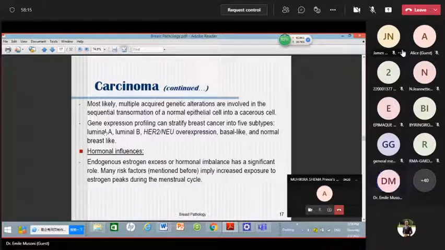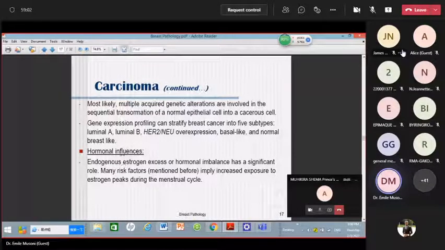Luminal A is when both estrogen and progesterone are positive. Another subtype is when estrogen is negative and HER2/neu is positive. And there are some cases where all 3 are negative. This is what we call triple negative. Triple negative is when estrogen, progesterone, and HER2/neu are negative. In that case, it has a poor prognosis.